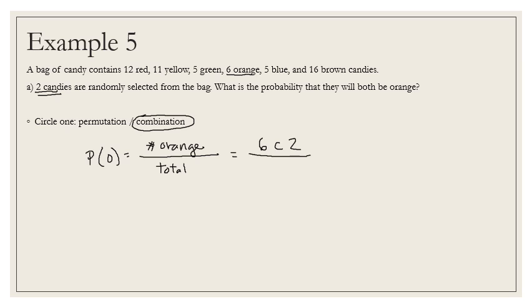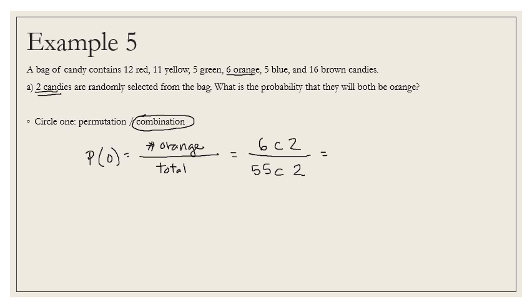Now, how many total are there? If I add up 12 red plus 11 yellow plus 5 green and so on, I'm adding it up on my calculator to get the total. So there are 55 total candies in the bag. And again, we are choosing 2. So if you have 6 orange and you're choosing 2, it's 6 choose 2 over 55 choose 2. You can type it in your calculator just like this.